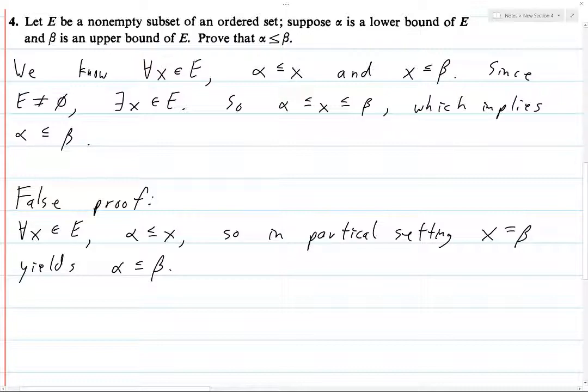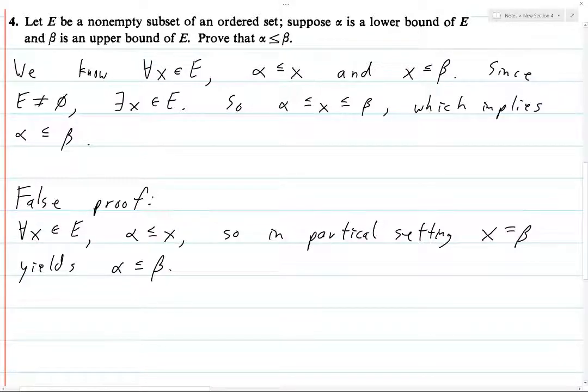Beta is an upper bound of E, but that doesn't mean that it's in E, and that's a really essential fact about upper bounds: upper bounds of sets do not need to belong to the set. Now, there are some sets which do contain their upper bounds and their lower bounds, but that is a very important property of those sorts of sets. And that's something that we will be talking about a lot in analysis as a whole.